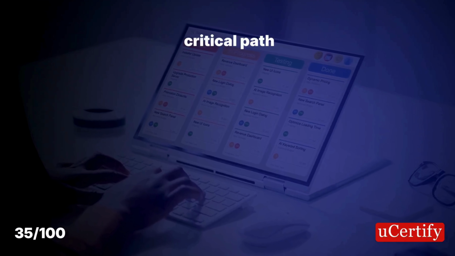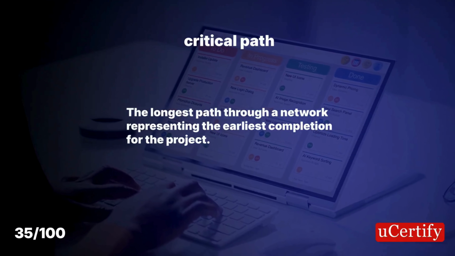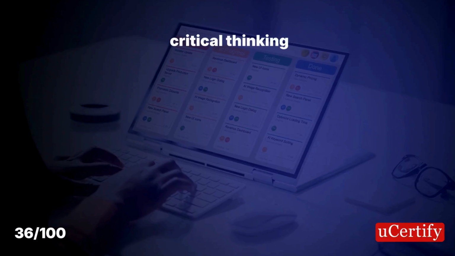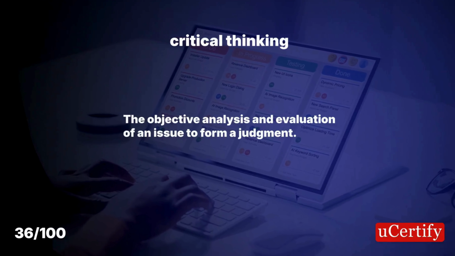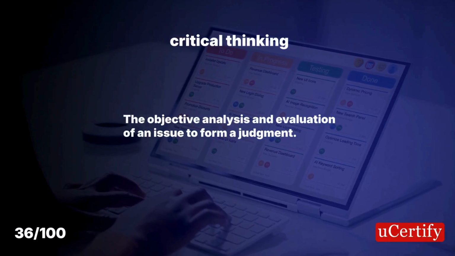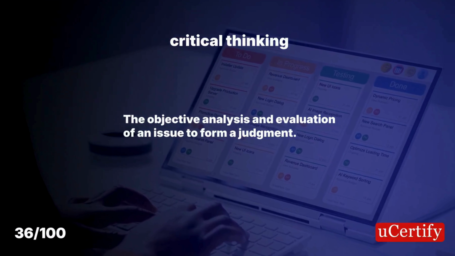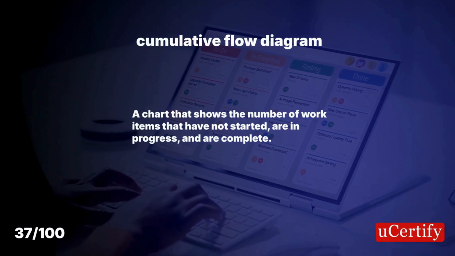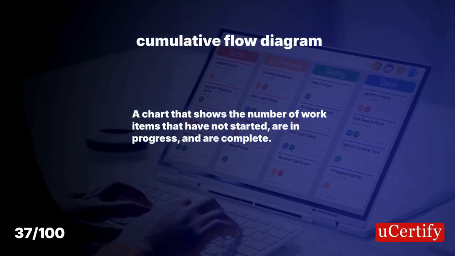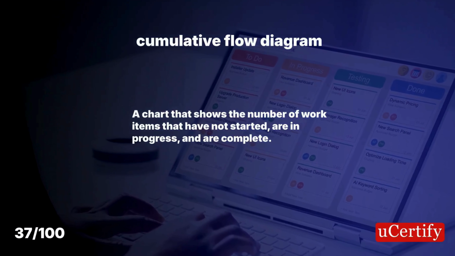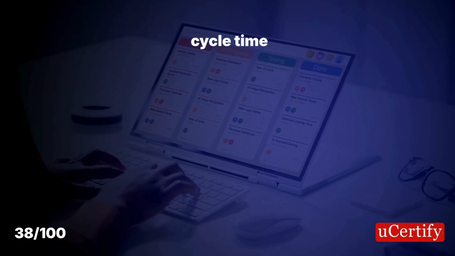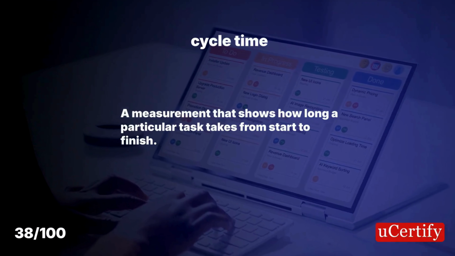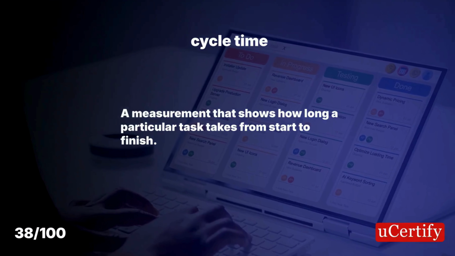Term: critical path. Definition: the longest path through a network representing the earliest completion for the project. Term: critical thinking. Definition: the objective analysis and evaluation of an issue to form a judgment. Term: cumulative flow diagram. Definition: a chart that shows the number of work items that have not started, are in progress, and are complete. Term: cycle time. Definition: a measurement that shows how long a particular task takes from start to finish.